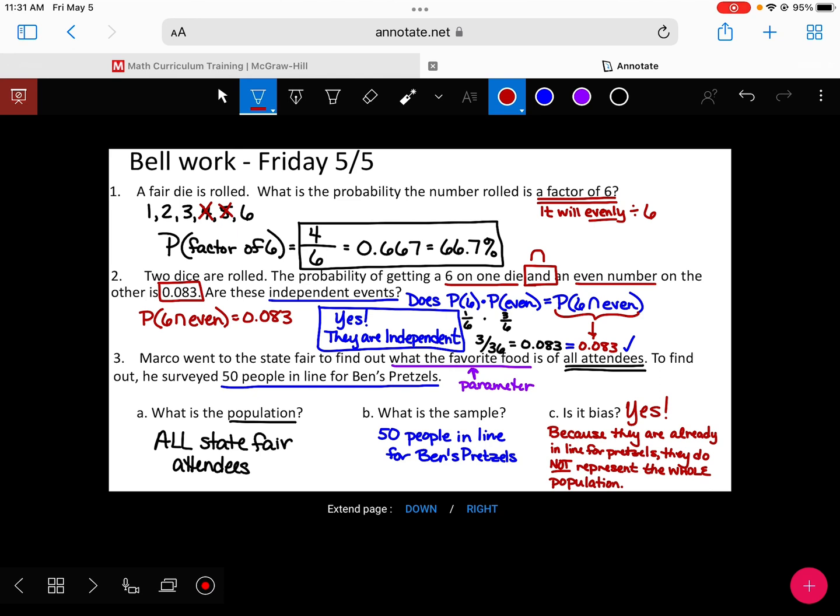Could set up a survey booth. You'd probably get people with lots of different types of opinions that would come up to you. You could go up to random people at the fair. Go up to some people that are near rides. Go up to some people that are near shows. Just go up to random people at the fair instead of getting them all from one particular food line. Any other ideas?